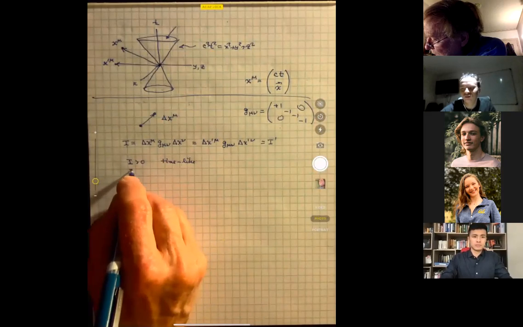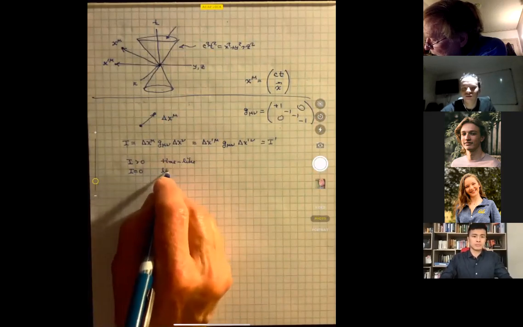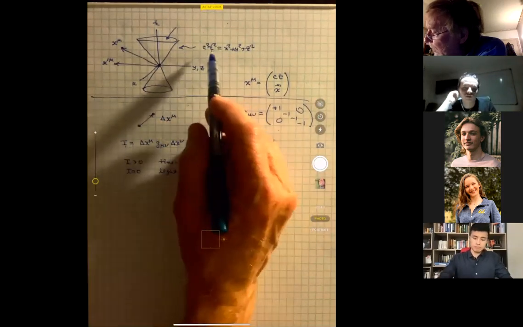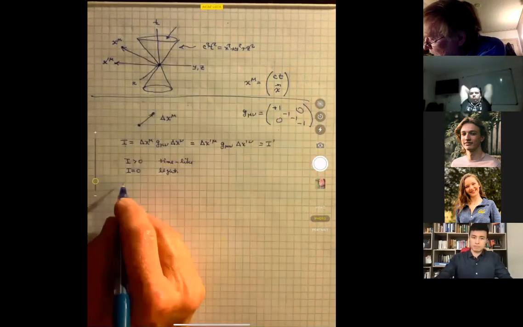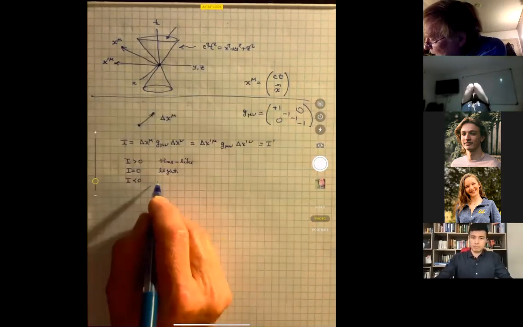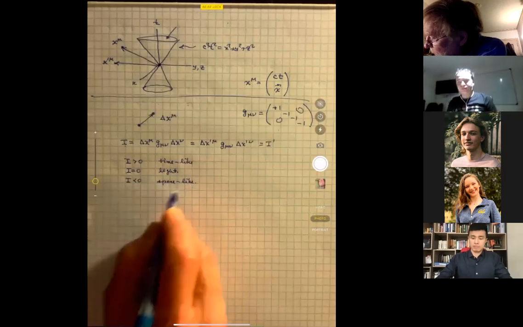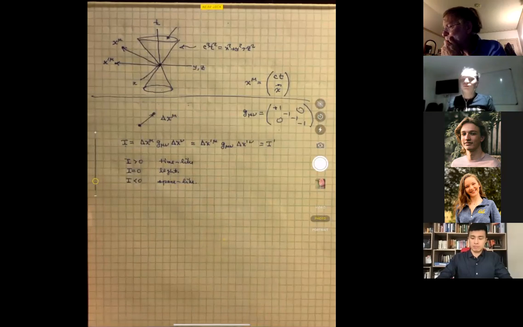If it's on the light cone, we've got I equals 0, and those are light-like intervals, because that's the equation of the light cone. This interval is equal to 0. And if I is negative, we have space-like events, or space-like separation between events. Okay.